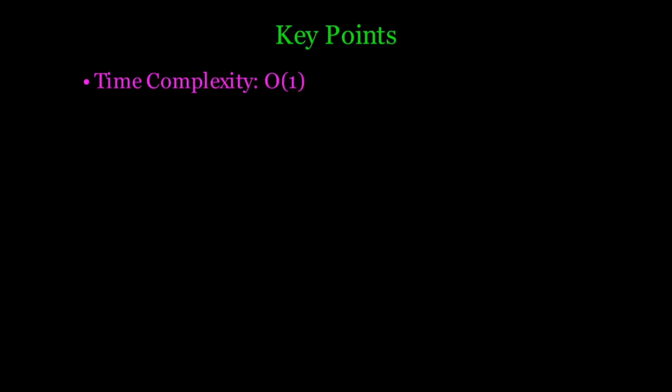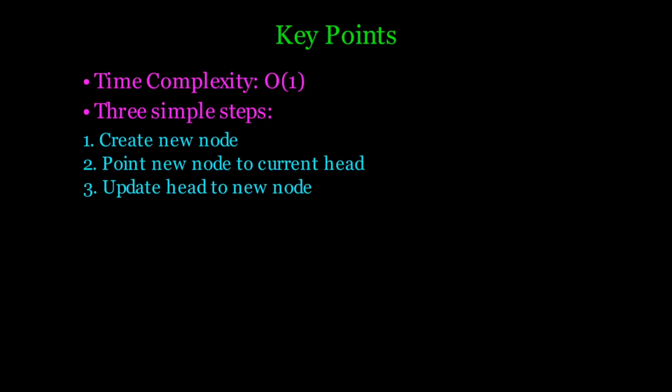Here are the key takeaways. First one, inserting at the head of the linked list has a time complexity of O(1). The process involves 3 steps: creating a new node, linking it with the current head, and updating the head pointer. This method works for both empty and non-empty list.